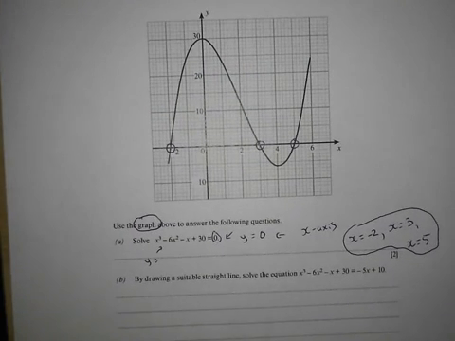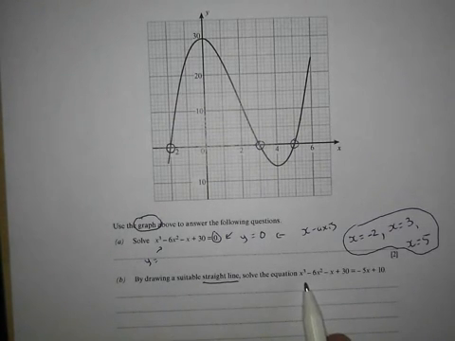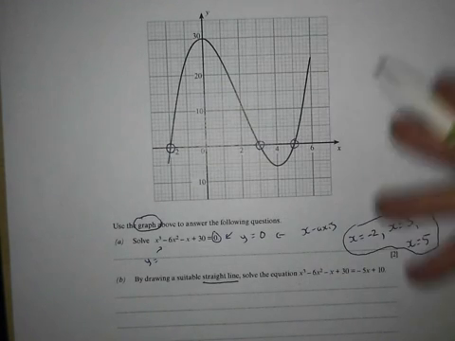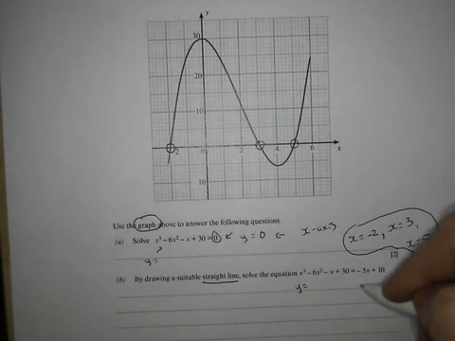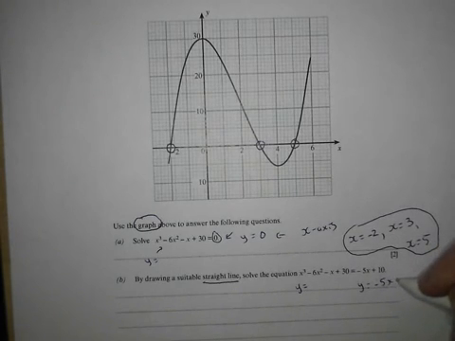Now what about this bit? This is a bit harder. By drawing a suitable straight line, now let's give you a clue there, solve the equation x cubed minus 6x squared minus x plus 30 equals minus 5x plus 10. Once again, that dodgy cubic there is our graph. So we've got y equals that. And here we've got something else. y equals, not 0 this time, but y equals minus 5x plus 10.